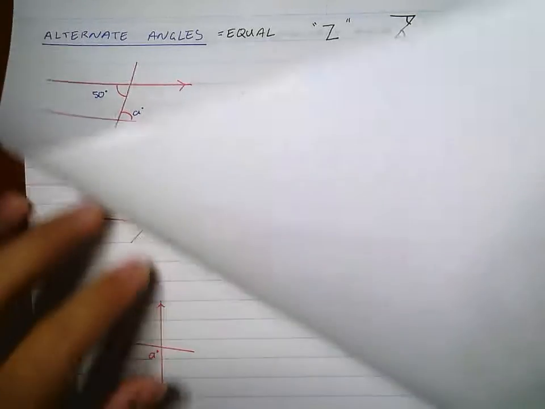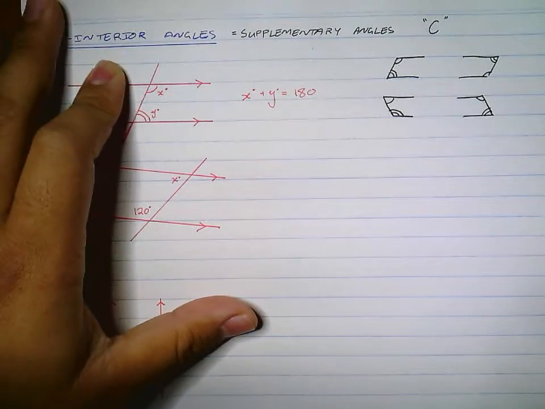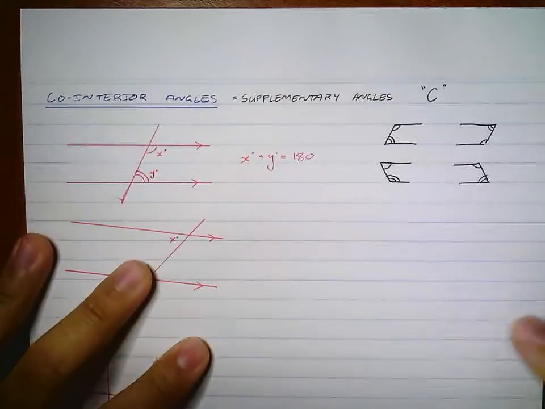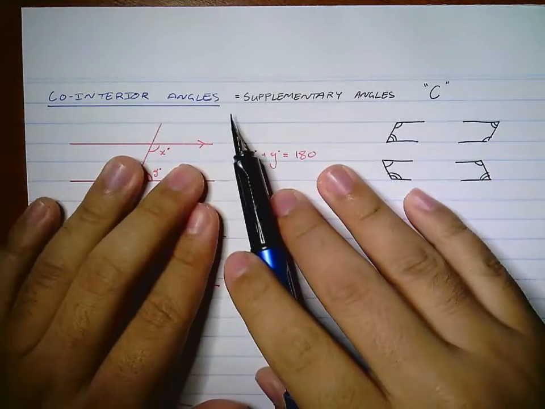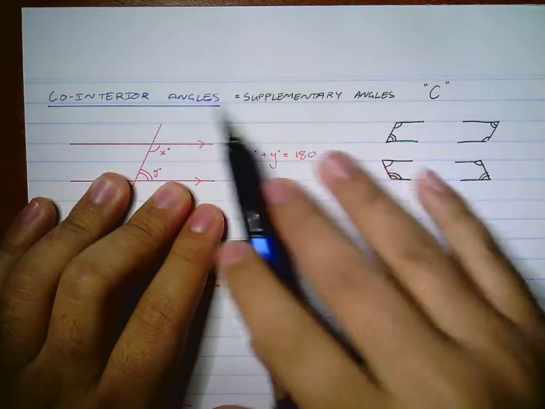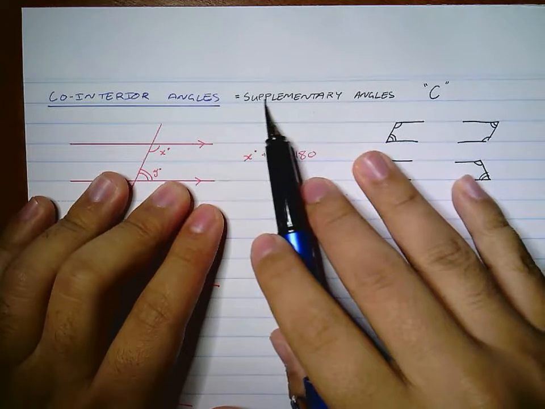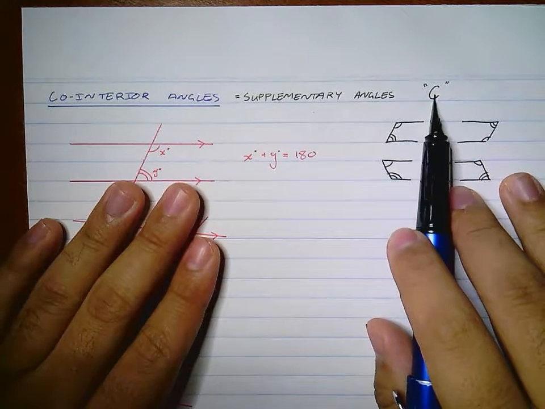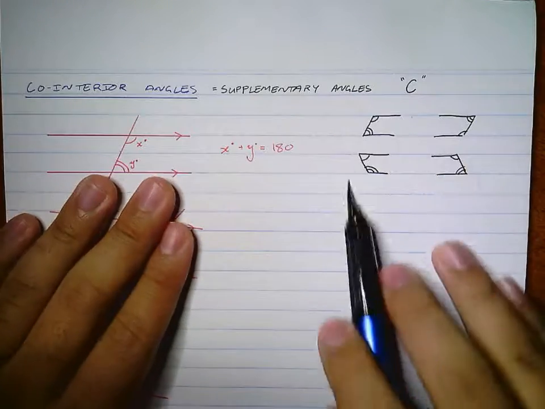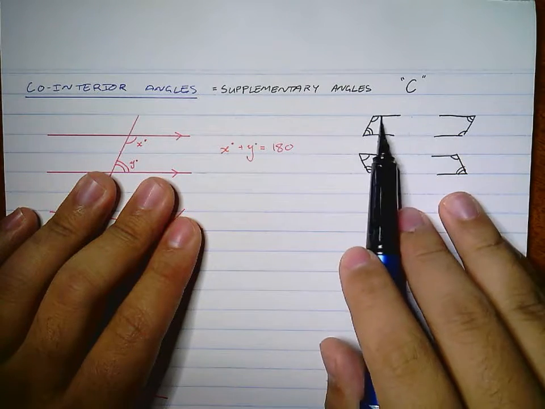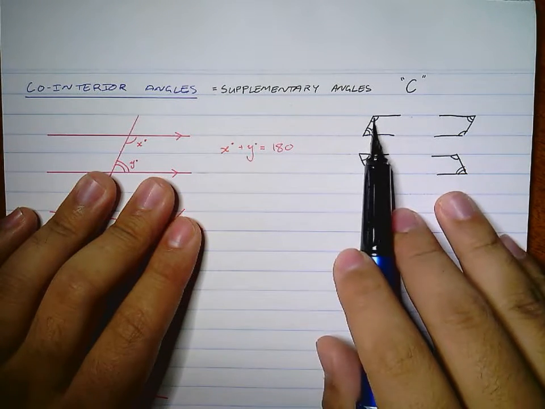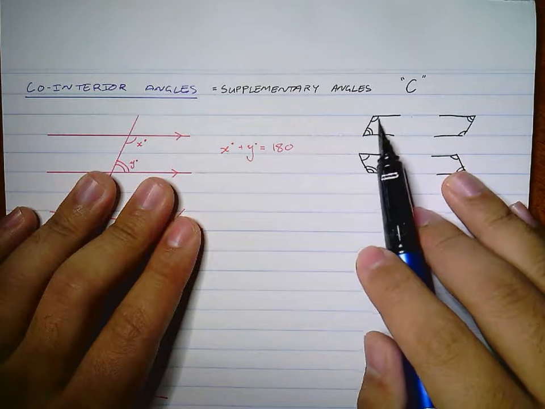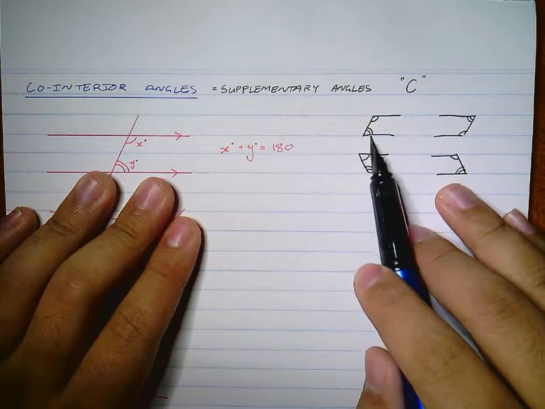And the last angle relationship in parallel lines is called co-interior angles. Co-interior angles are actually not equal, but they are supplementary. The letter that's associated with it is the letter C. So it looks kind of like this. You might be leaning forward like this. And notice how this one has a single line and that has a double line.